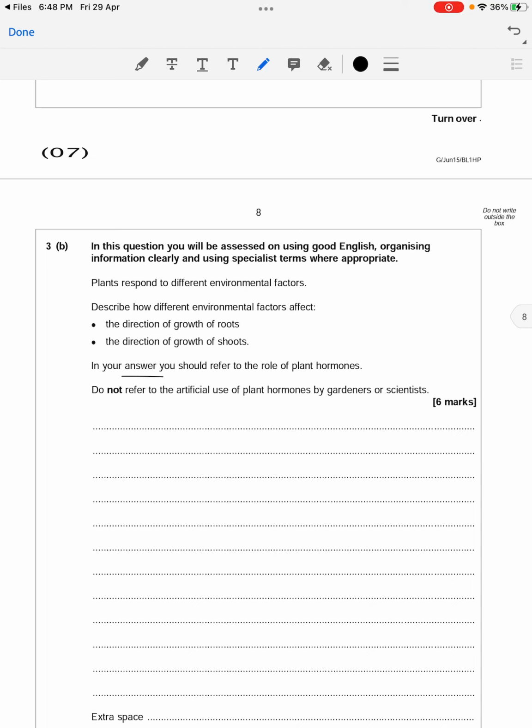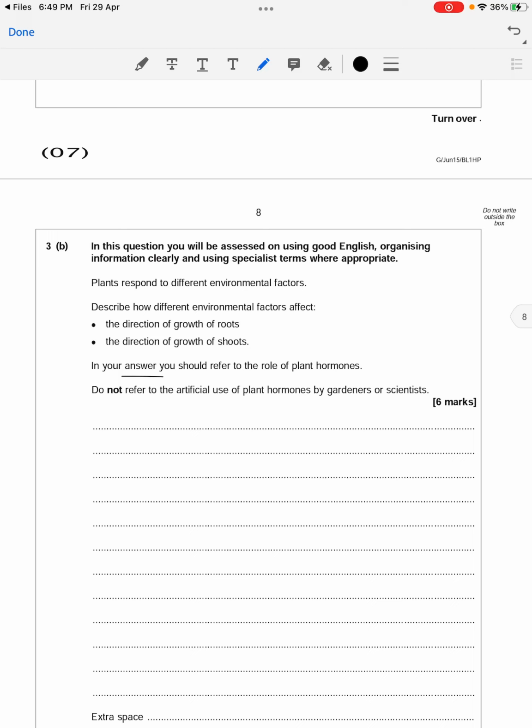So there are some marks awarded for the quality of your answer, and if you want to achieve those 5 to 6 marks with a level 3, you need to refer to at least one environmental factor that plants respond to, or at least one associated response. That is, you have to give a reference to a named hormone in order to score those 5 to 6 marks. So I'm going to list down some pointers that you can use, right?